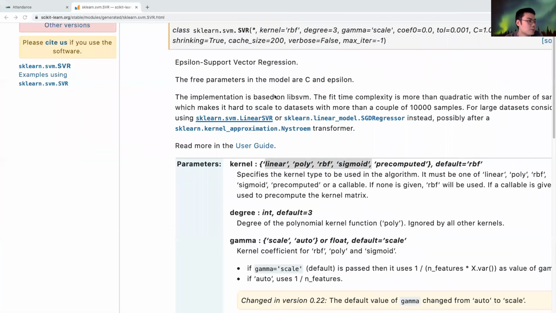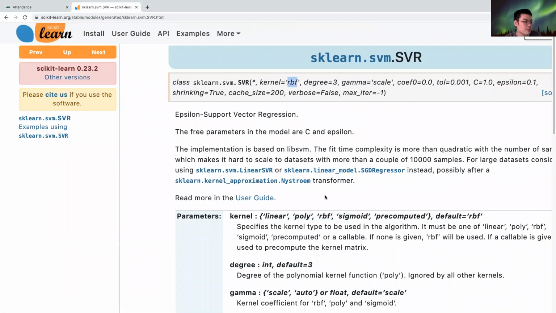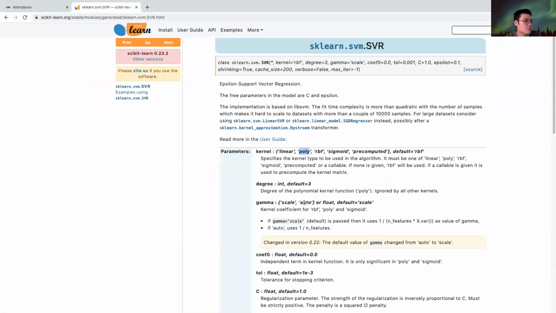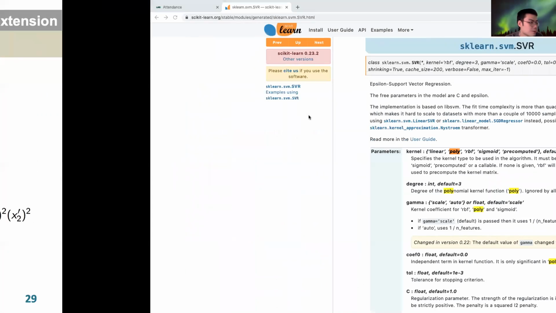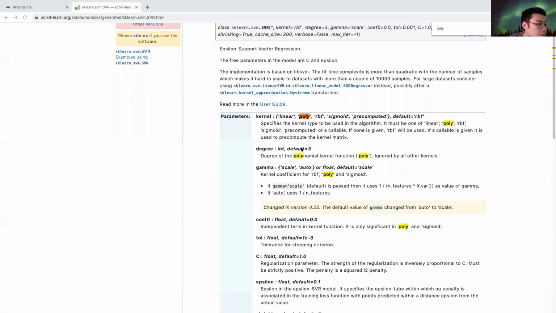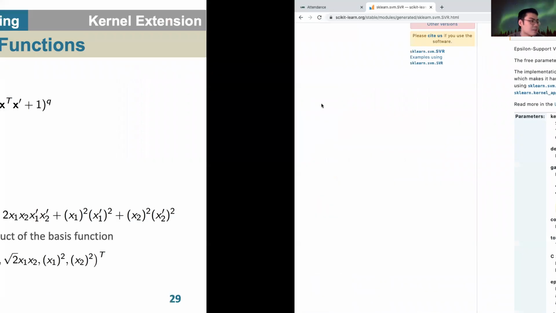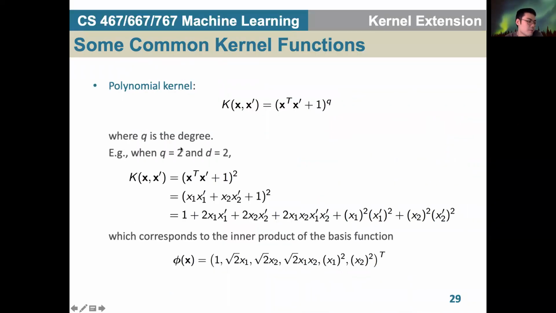This is also here in the options: you can choose RBF, you can choose polynomial. When you choose the polynomial kernel, you also have the parameter Q, the degree. This degree is this Q, by default cubic. We will look at a simple example where Q equals 2 and d equals 2. Because each x is x1, x2, we have the inner product like this. You know that (A + B + C) squared is A squared plus B squared plus C squared plus 2AB, 2BC, 2AC. Then you can expand it like this.